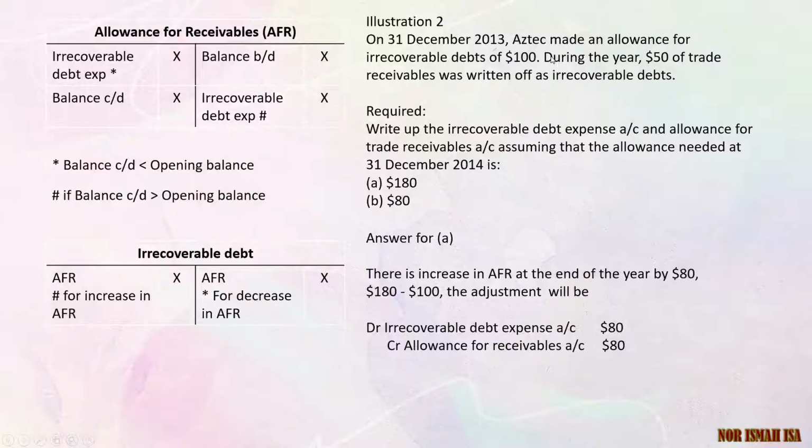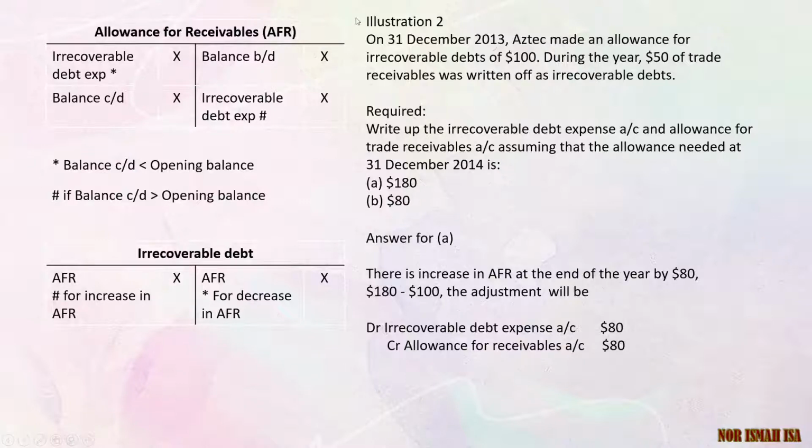So this is Aztec. On 31st December 2013, Aztec made an allowance for irrecoverable debt of $100, and during the year, $50 of the trade receivable was written off as irrecoverable debt. So you need to do irrecoverable debt expenses and allowance for trade receivable for this situation. A situation if the allowance at the end of the accounting year is estimated as 180, and if it is estimated as 80.